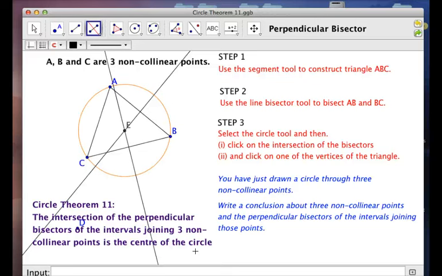So put your 3 points on your diagram, construct triangle ABC. Maybe do that above. See all those red steps? Write them where it says finding the centre of a circle. And for Circle Theorem 11, write that purple bit down there.